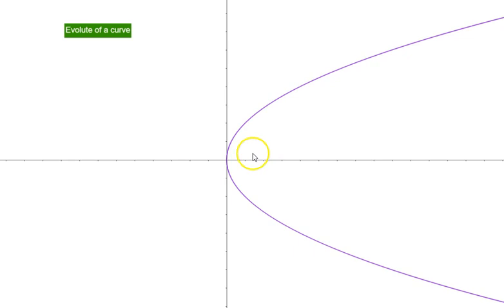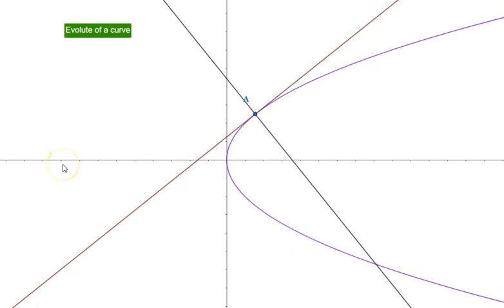Let us look at the evolute of a curve. Let's say we are given a curve. We take an arbitrary point on that and we draw a tangent at that point to the curve. And at the same point, we draw a perpendicular to the tangent.